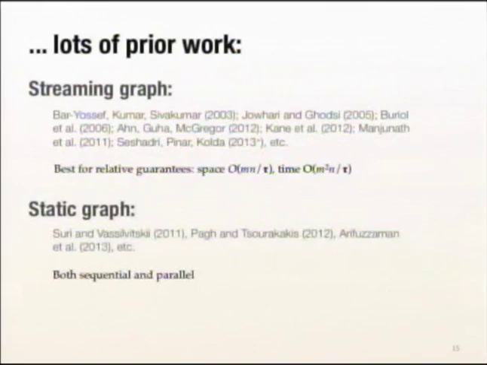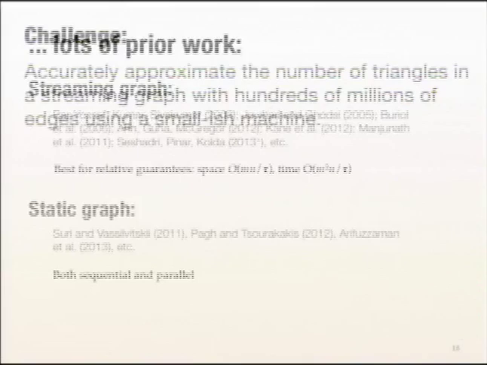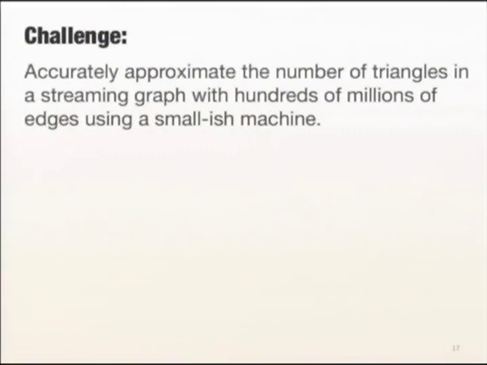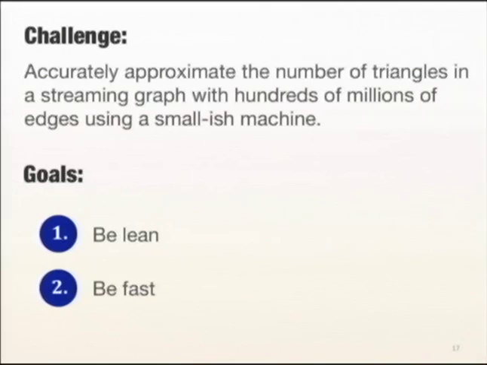And there's been a lot of prior work. Actually, a lot of it was done by people in this room, both in the streaming graph literature and in the static graph literature, and in both the sequential and parallel settings. So what we're trying to do here is accurately approximate the number of triangles in a streaming graph on a smallish machine. Two goals here: be compact and be fast.